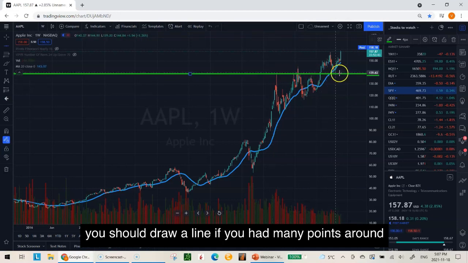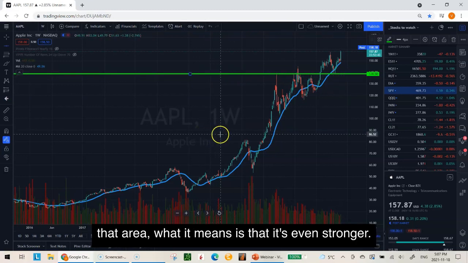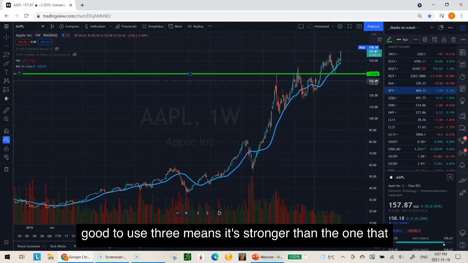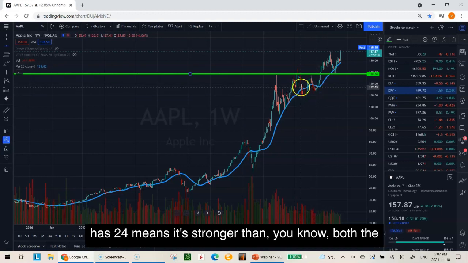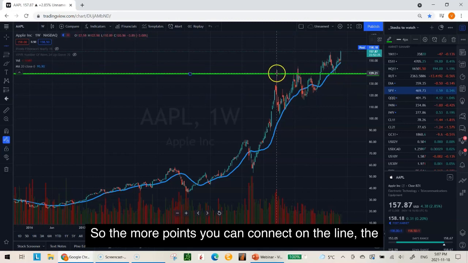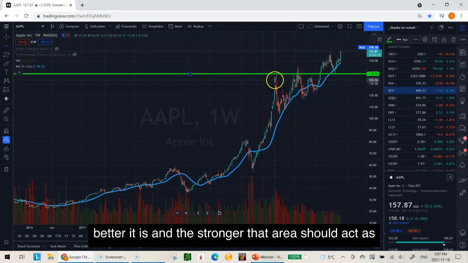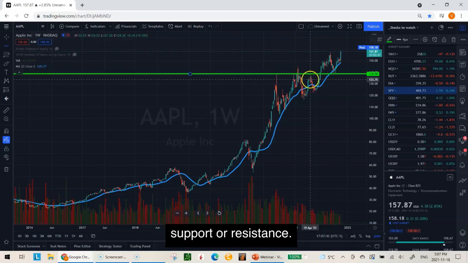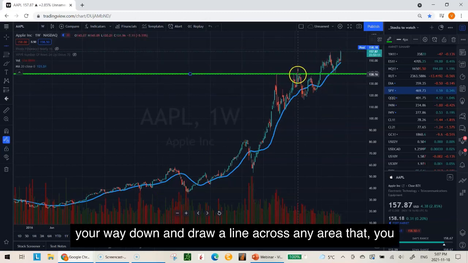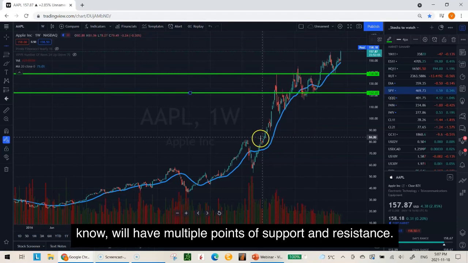If you had many points around that area, what it means is that it's even stronger. So, for example, one line that has two pivots is good to use. Three means it's stronger than the one that has two. Four means it's stronger than both the three and the two. So the more points you can connect on a line, the better it is and the stronger that area should act as support or resistance. So you want to start at the top of your chart and work your way down and draw a line across any area that will have multiple points of support and resistance.